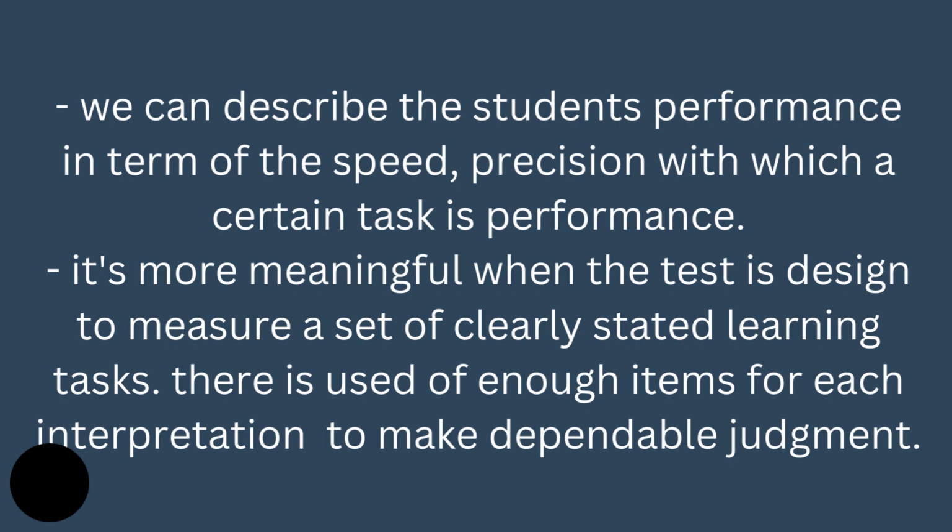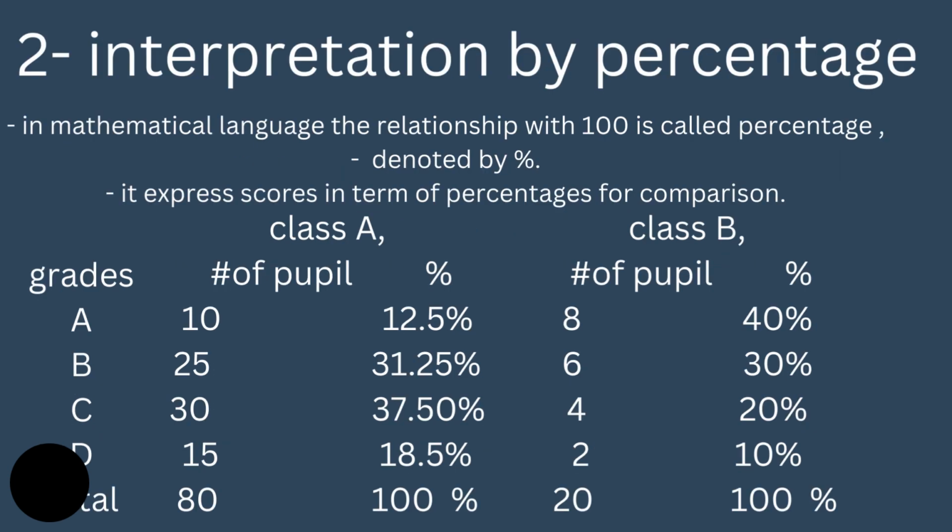The next is interpretation by percentage. In mathematical language, it is the relationship with 100. If a student gets a score, and this score is related to 100, it is called the percentage, denoted by the percentage sign. So it is the relation of any score or number with 100. It expresses the score in terms of percentage for comparison.